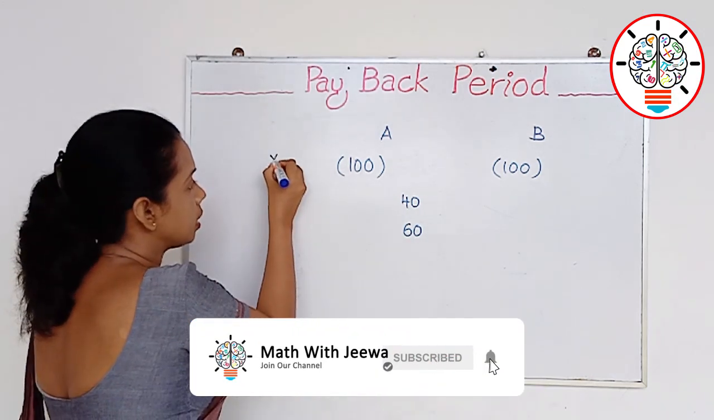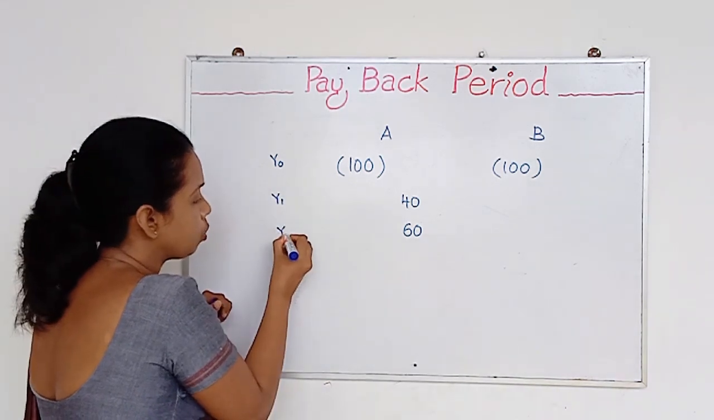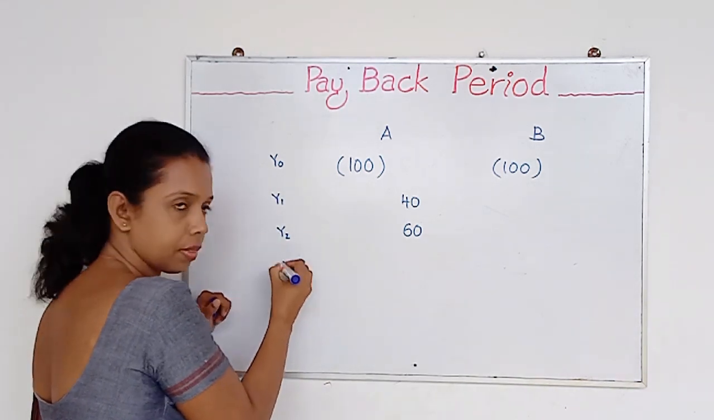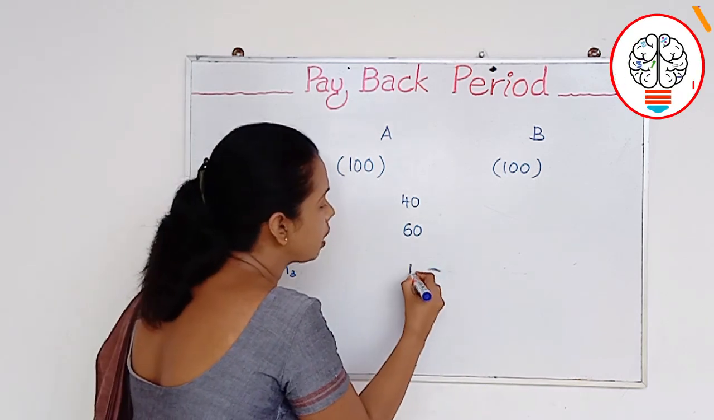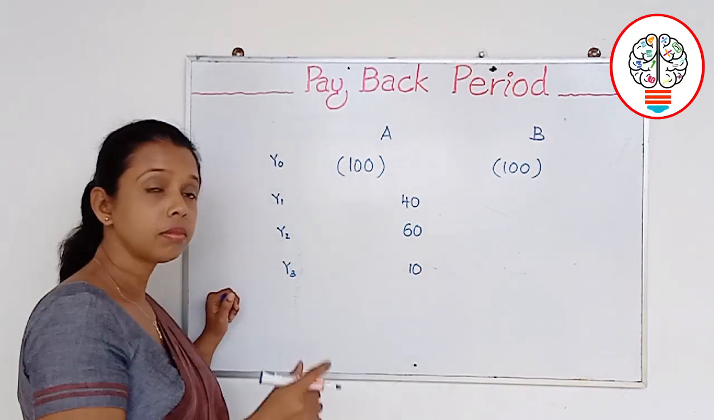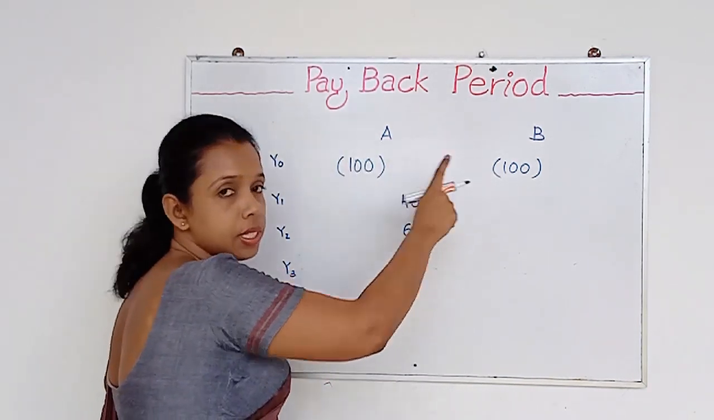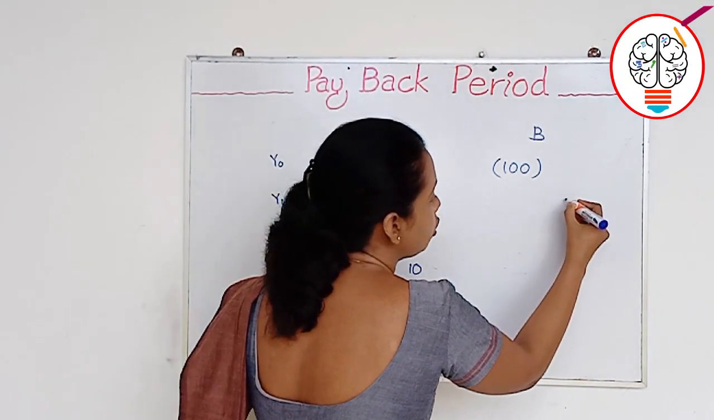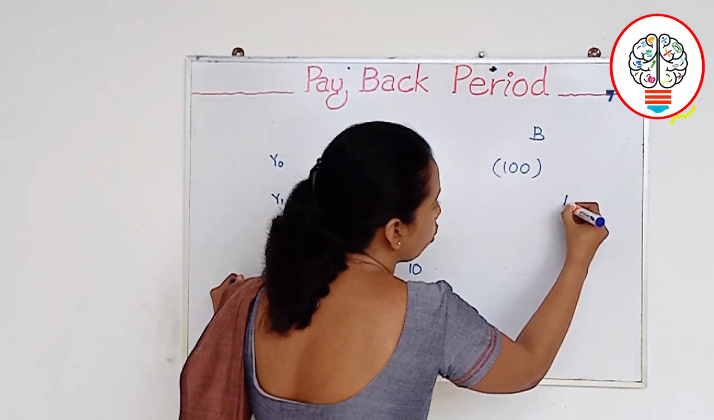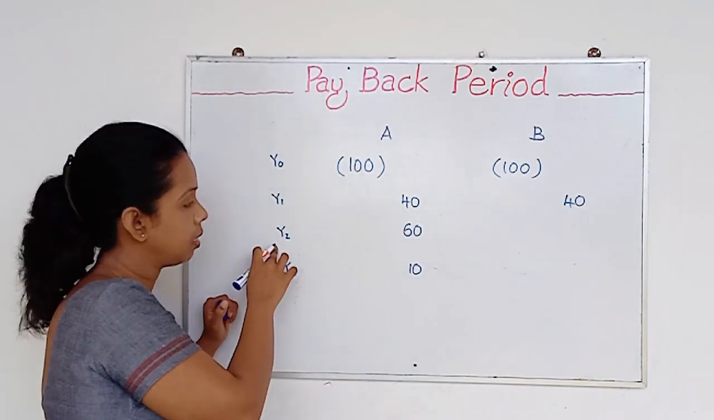So this is Y0 and this is Y1 and this is Y2 and Y3. Right? So third year, let's say you are going to receive 10,000. On the other hand, investment B, you want to invest 100,000, the same amount, but you are going to have, let's say, 40, same amount first year.